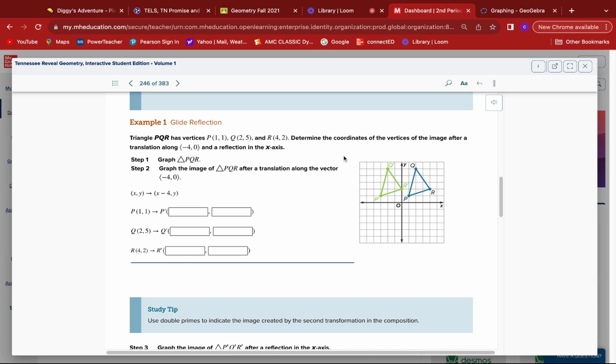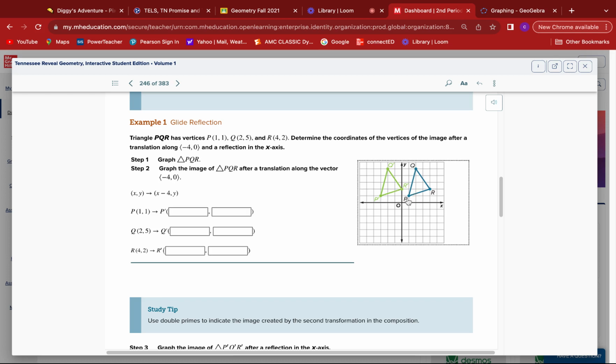Determine the coordinates of the vertices of the image after the translation along <-4, 0> and the reflection in the x-axis. Okay, so these are not parentheses. These are what we call component form, because this is the direction of the vector. This negative means we're going left 4, and this 0 means we're not going up or down anything.